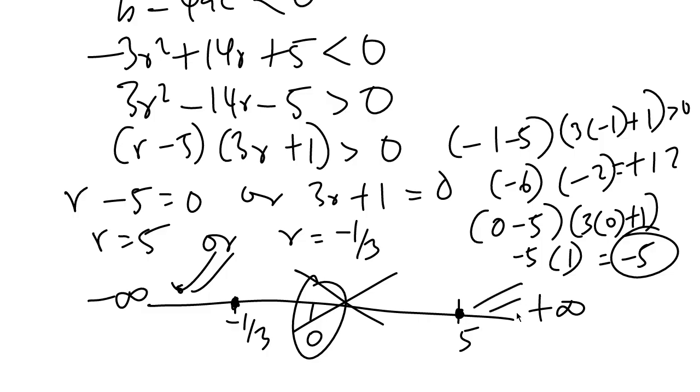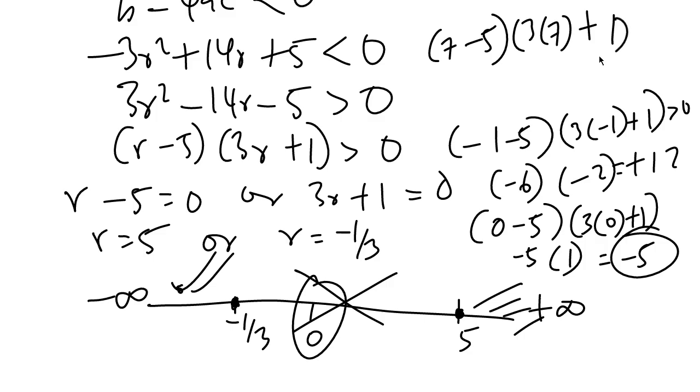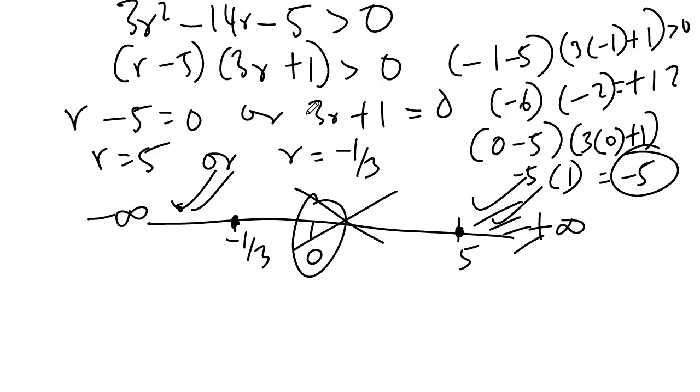Then if you test at 5, you see that it will be 0, which is not part of it. Then if you test for values greater than 5, for example 6, 7, let's test at 7. That will be 7 minus 5 into 3 into 7 plus 1. And you can see that this is positive. So this region is also accepted.